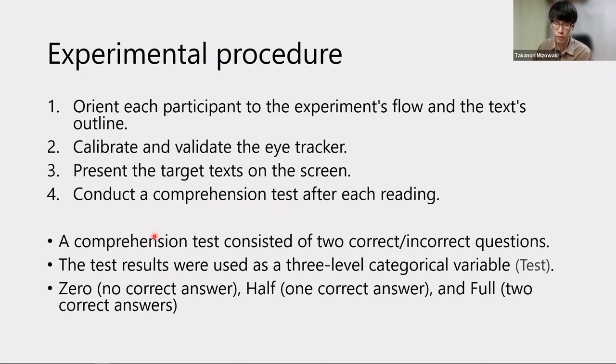The comprehension test consisted of 2 correct or incorrect questions about the content of the text. The test results were used in the statistical analysis as a 3-level categorical variable, hereafter referred to as test. So 3 categories: 0 refers to no correct answer out of 2 questions, half to 1 correct answer, and 1 to 2 correct answers out of 2 questions.